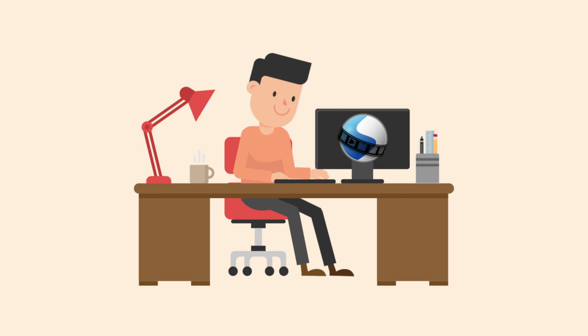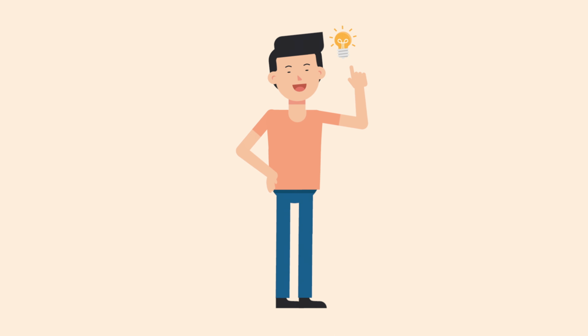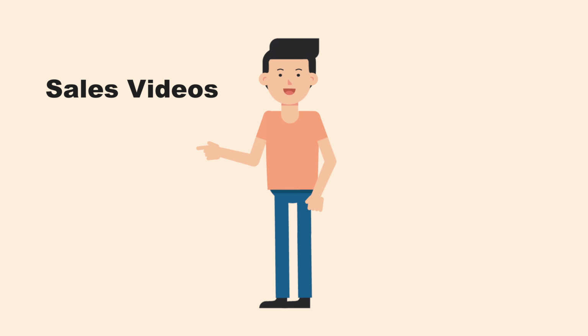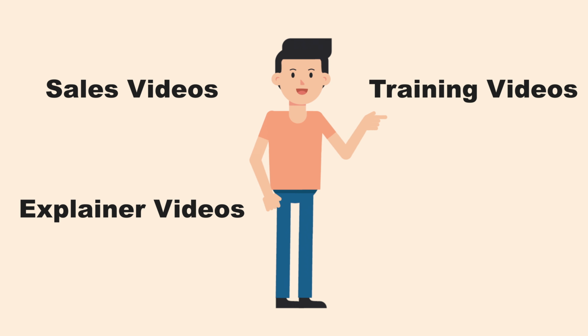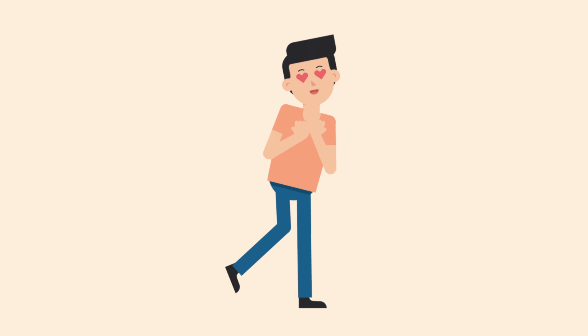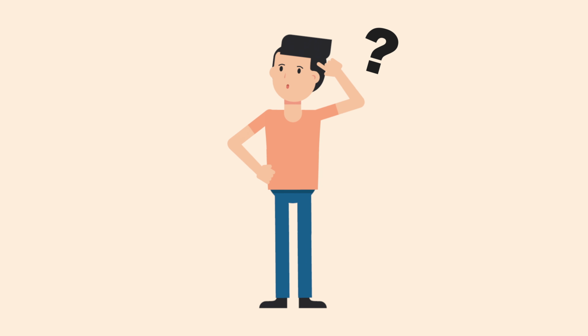So you've been using OpenShot for a while and decided it's time to make an animated video. You see cool animated videos everywhere. Sales videos, explainer videos, training videos, or YouTube videos. So of course you want to make an animation as well. They're awesome! And you might be wondering, how can you make professionally looking animations in OpenShot?